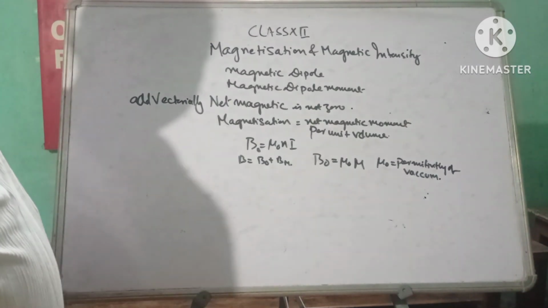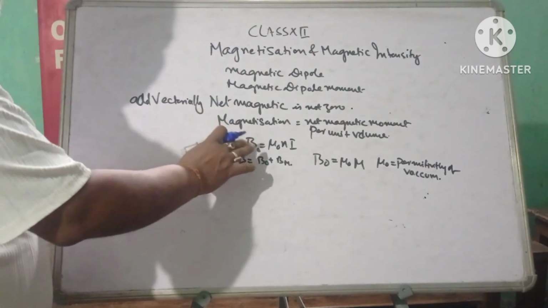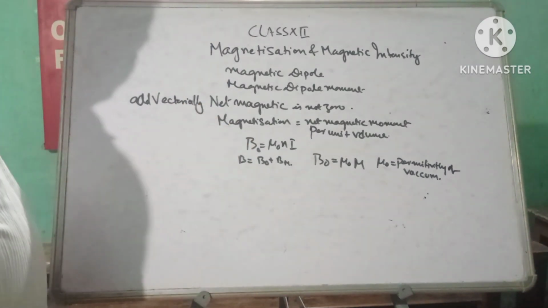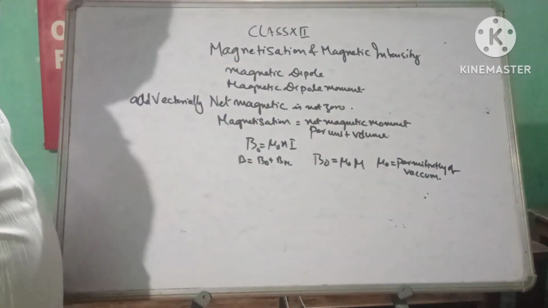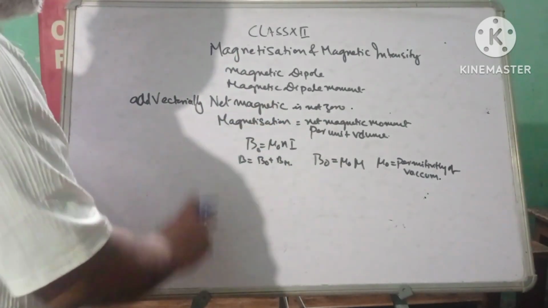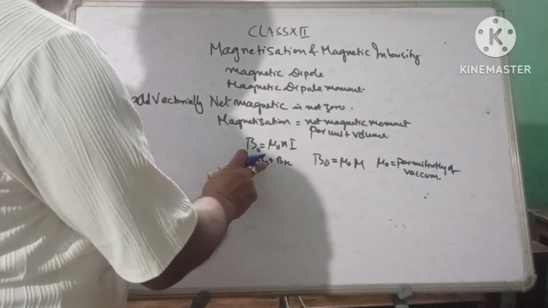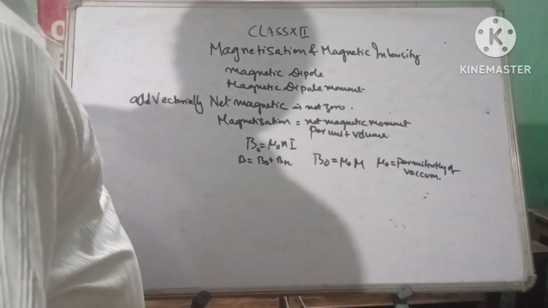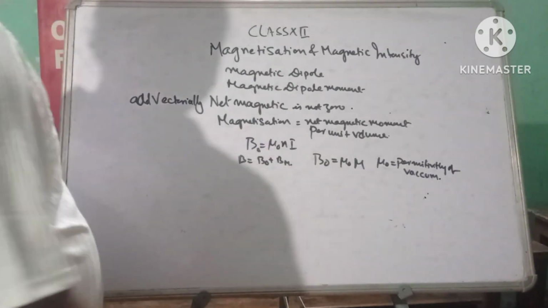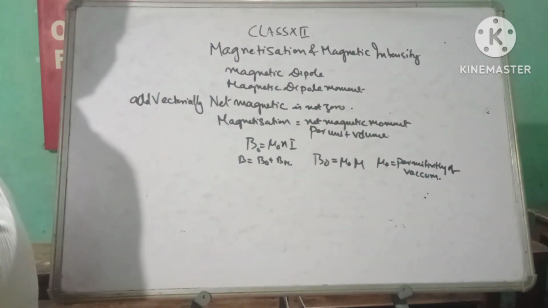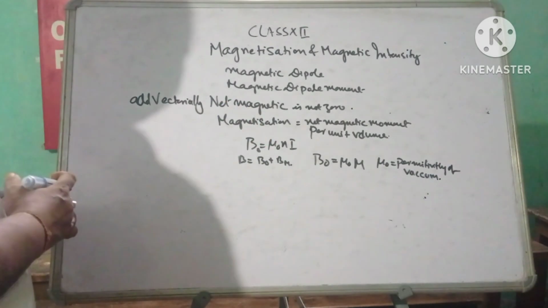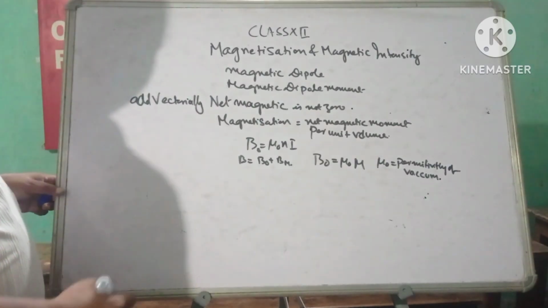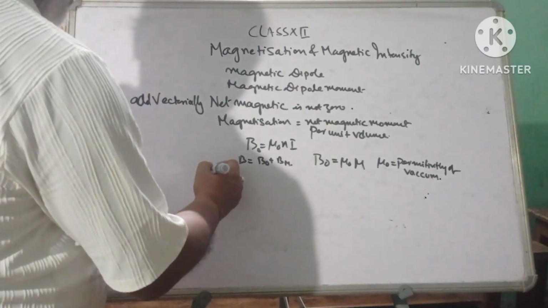Now this is the magnetic field inside a solenoid. If we place a magnetic material inside the solenoid, its magnetic field increases, and this is equal to B naught plus the magnetic field of the material. Now there is another topic, that is magnetic intensity.